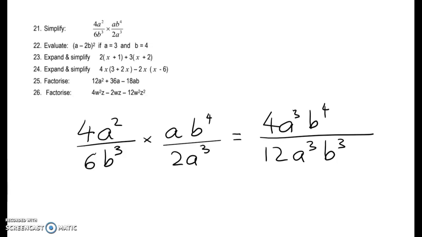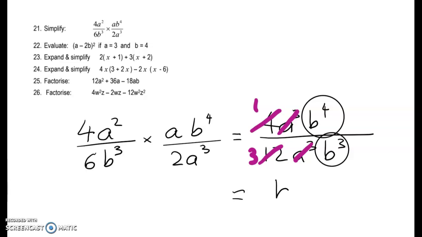Now let's look at what we can simplify. Well, the 4 divided by the 12 leaves me with 1 here and 3 here. A cubed divided by a cubed is just 1, so they go. And then I'm left with b to the power of 4 over b to the power of 3. So b to the power of 4 over b to the power of 3 leaves me with b to the power of 1.